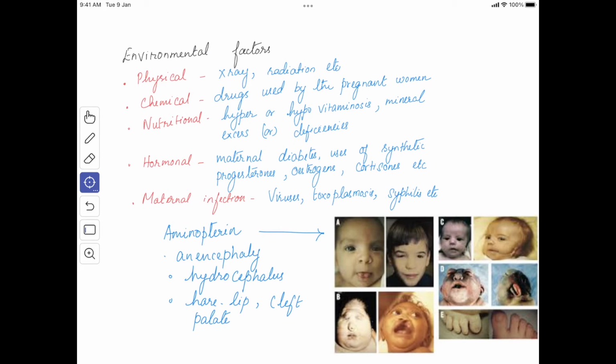The next drug is aminopterin. It is an anti-metabolite and antagonist of folic acid. It is used sometimes to induce abortion. When the abortion fails to take place, a malformed child is born showing anencephaly, hydrocephalus, hair lip or cleft palate.